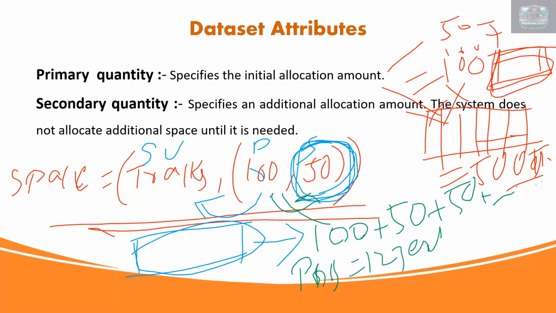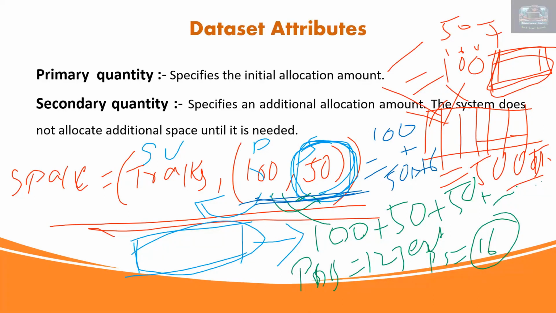If it's a PS file on a single volume, it can go up to 16. So suppose you're creating a simple basic PS file on a single volume and giving this much space, it will be 100 plus 50 into 16. So this is the whole space which will be created, that many tracks it will take. It's 800 plus 100, so completely 900 tracks it will give if it completes one volume.